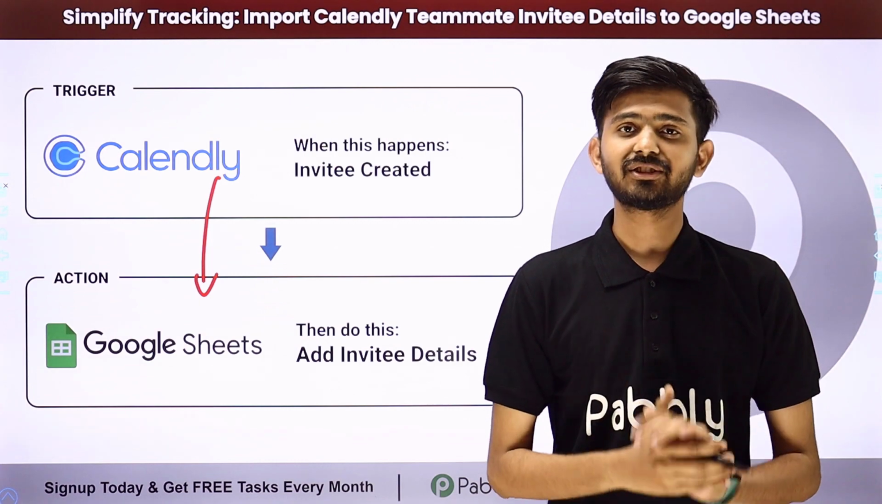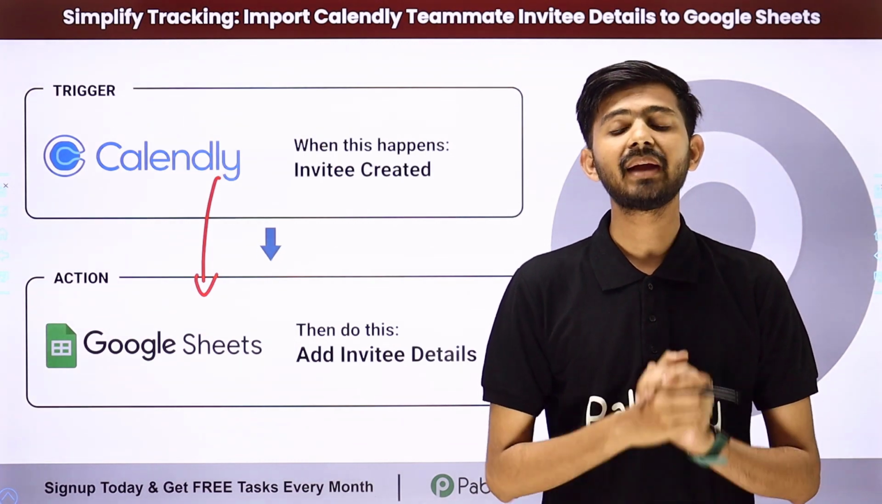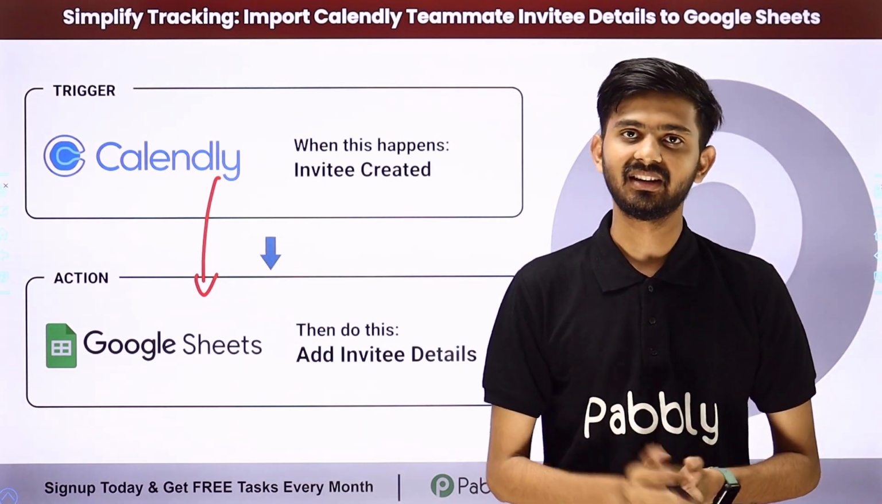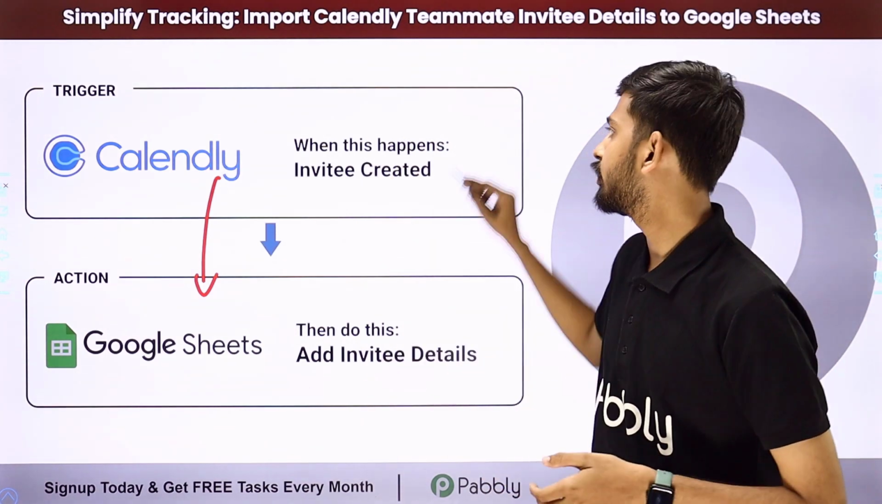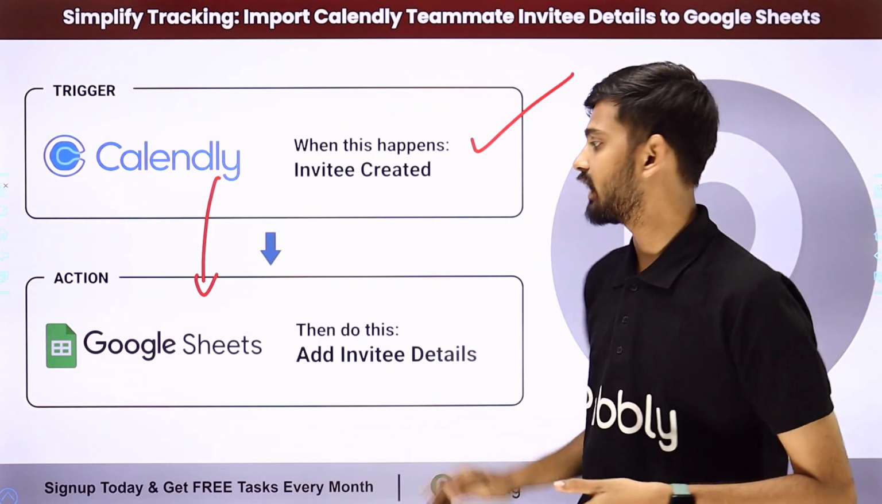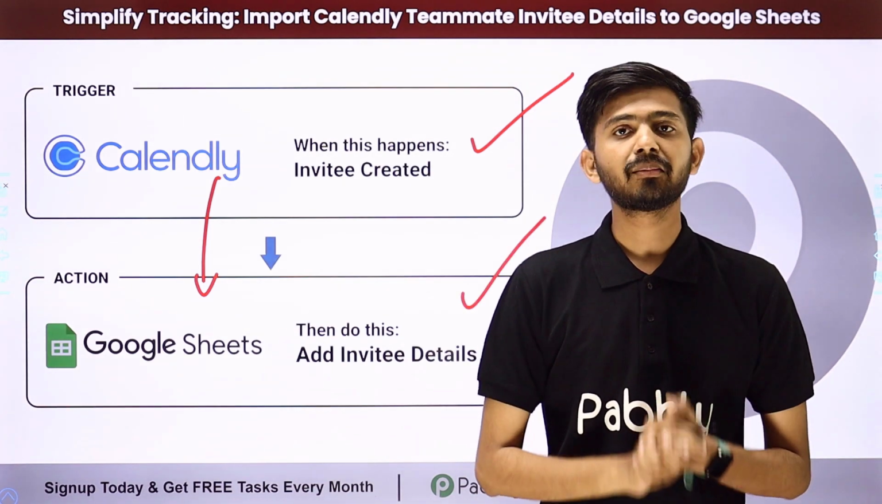So for creating this connection, I'm going to use Pabbly Connect, which is an amazing software for automation and integration. In Pabbly Connect, I'm going to use trigger and action. In trigger application, I'm going to use Calendly. In action application, I'm going to use Google Sheets. So how I'm going to build this connection?